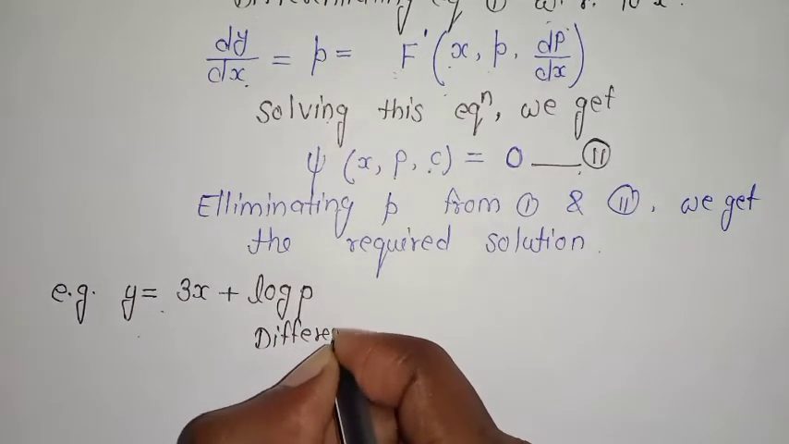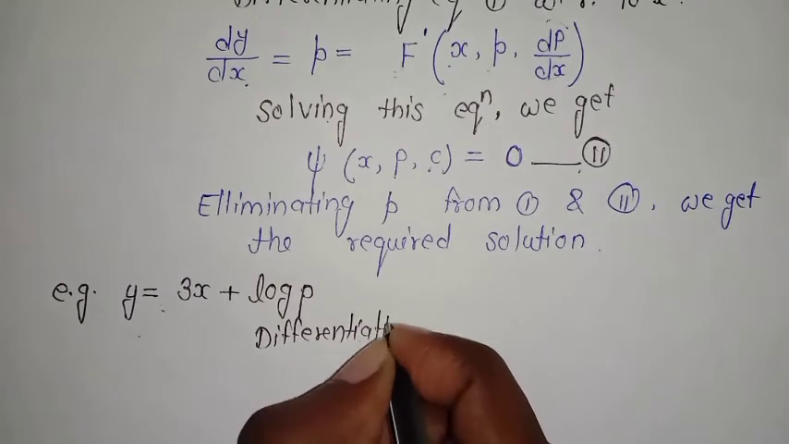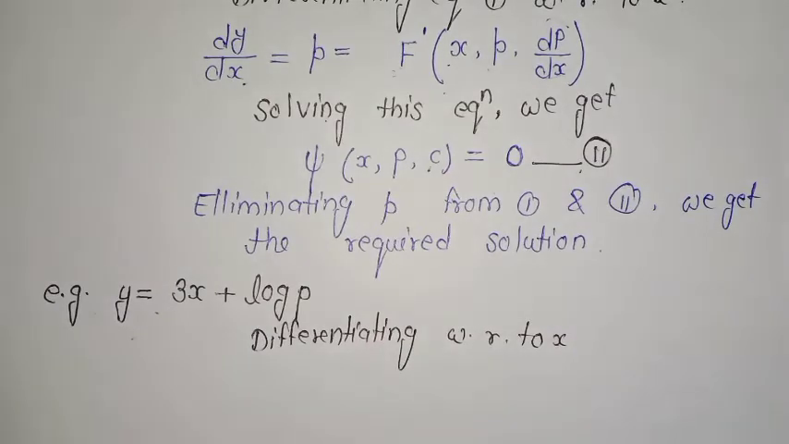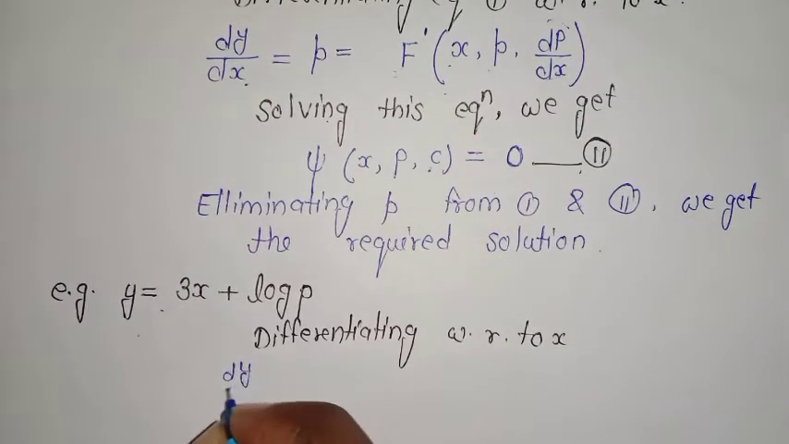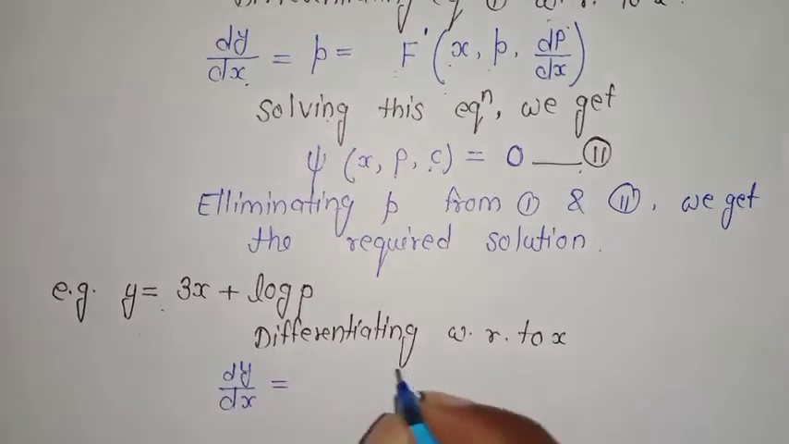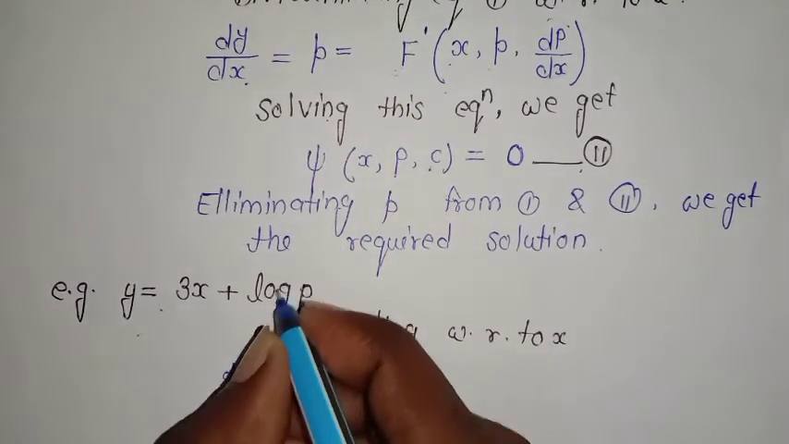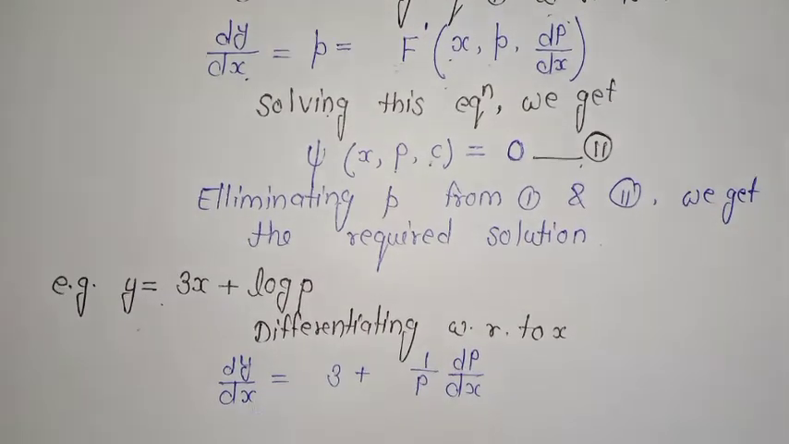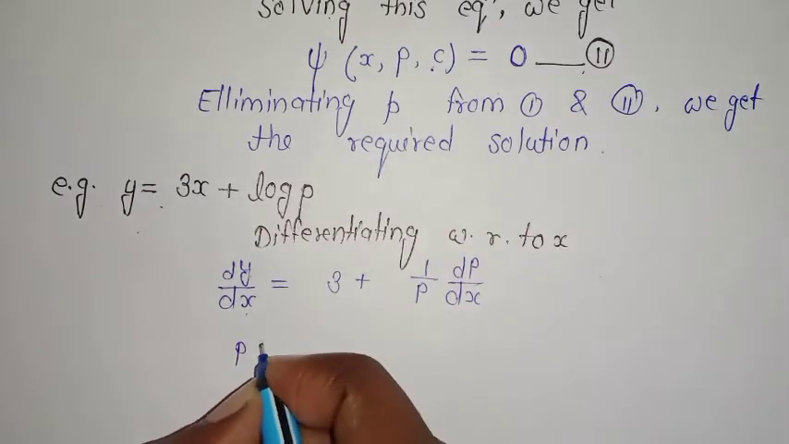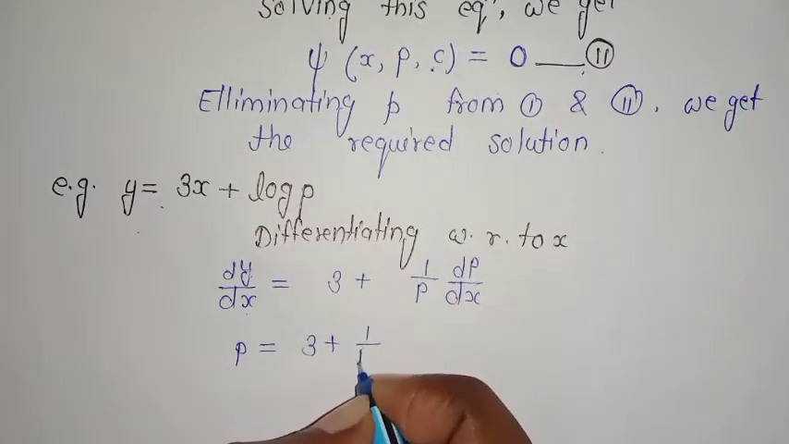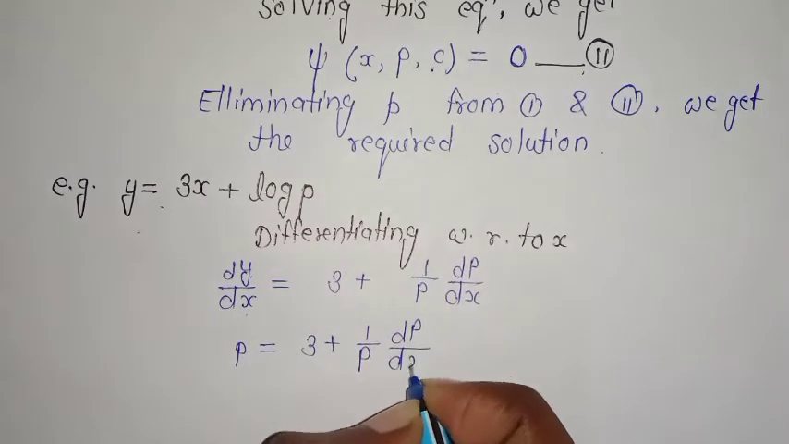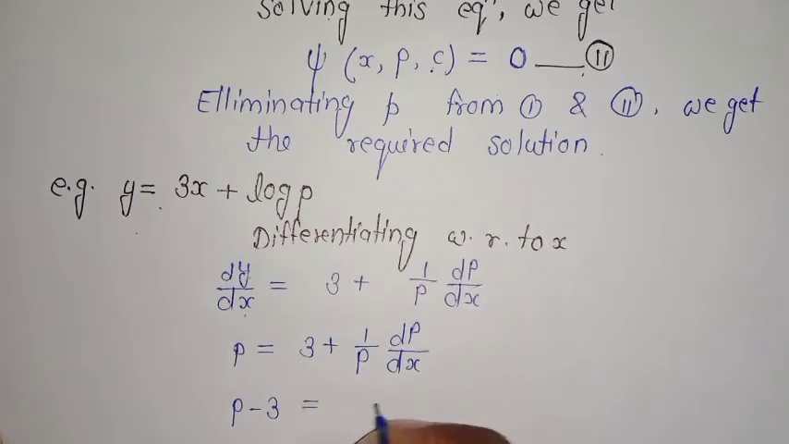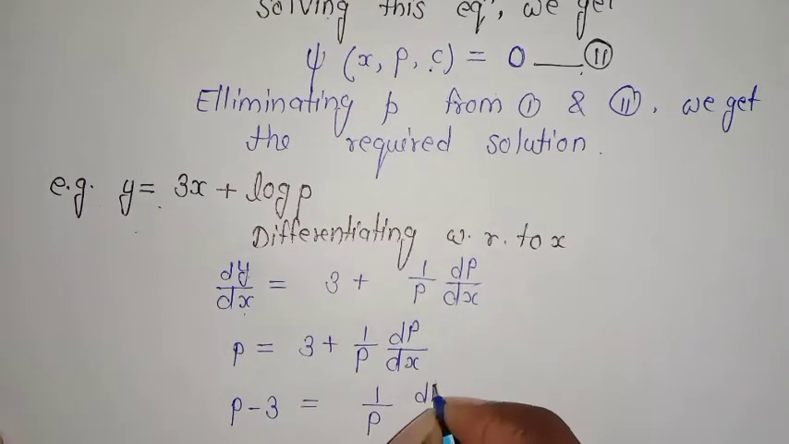Differentiating with respect to x, it becomes dy by dx is equal to the derivative of x with respect to x, which becomes 1, and this becomes 1 by p dp by dx. Now dy by dx can be written as p, so p is equal to 3 plus 1 by p dp by dx. If we take it this side, then this becomes p minus 3 is equal to 1 by p dp by dx.